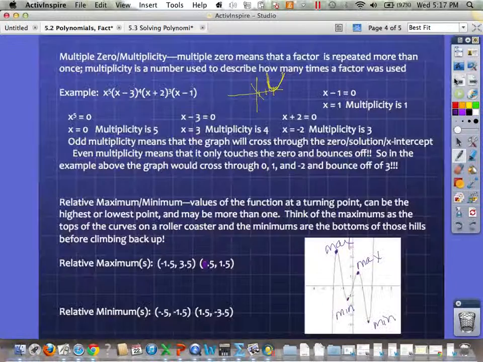Okay. All right, and let's see if we have anything else on this one. Nope, I believe that was it. All right, so we will practice in class. Main thing is knowing the vocabulary in this section and being able to go backwards and forwards from factors to zeros, make your graph, and vice versa.